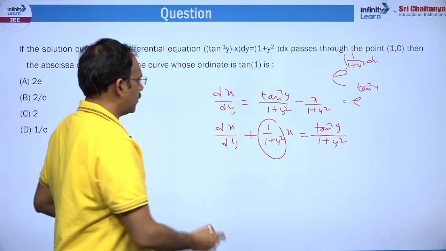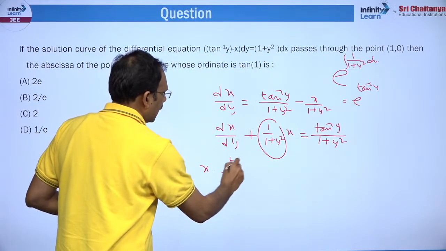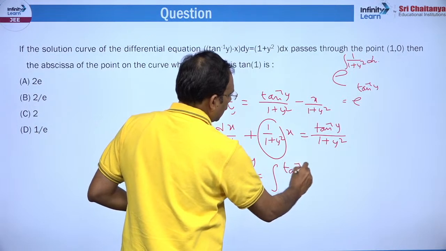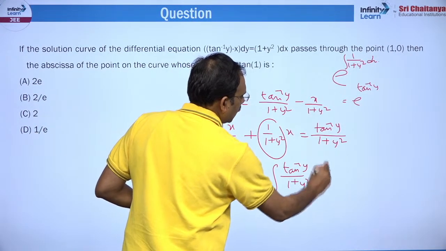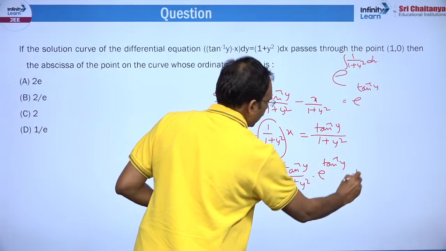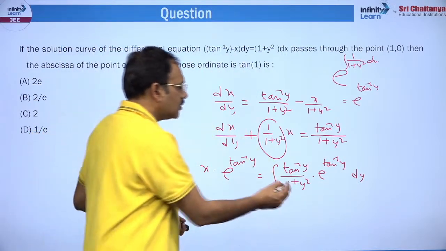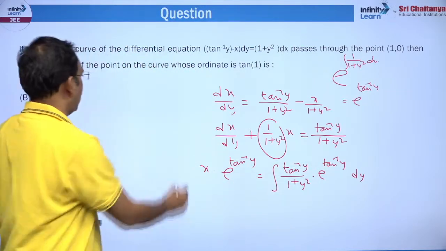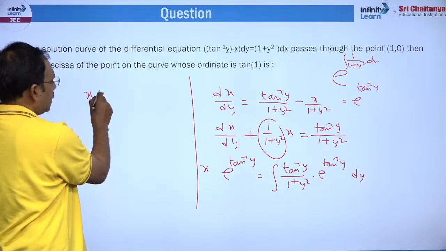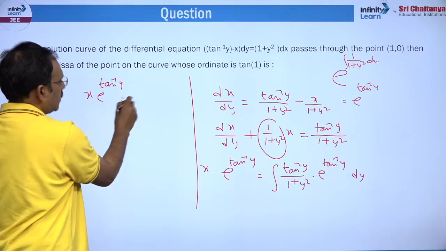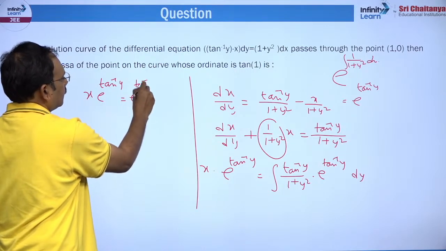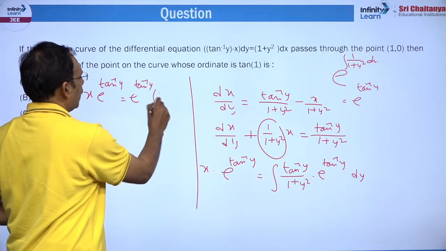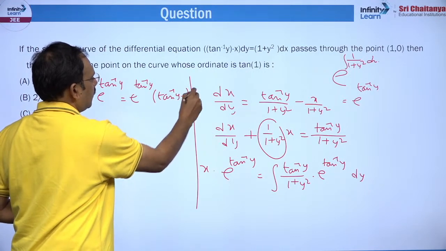So, the general solution you can write: x into e power tan inverse y is equal to integral of tan inverse y by 1 plus y square into e power tan inverse y dy, right. At this stage, my dear friends, you just take tan inverse y like alpha, so 1 by 1 plus y square dy will become d alpha. So, the solution is going to be x into e power tan inverse y is equal to e power alpha into alpha minus 1, that is e power tan inverse y into tan inverse y minus 1, plus c will come.